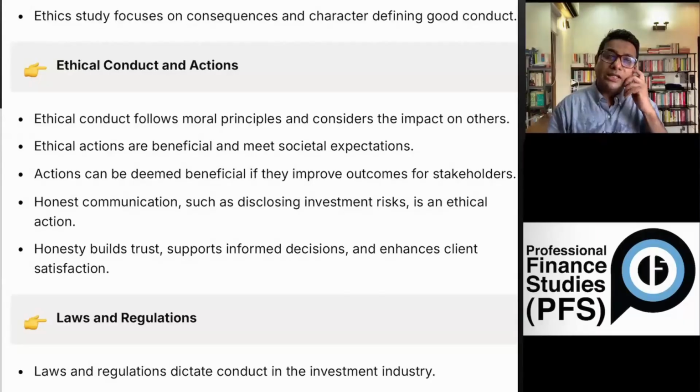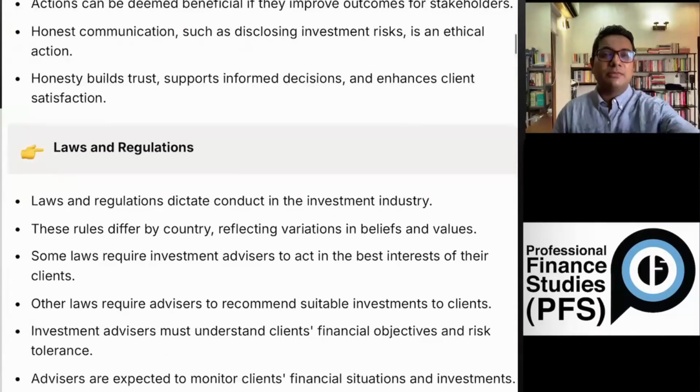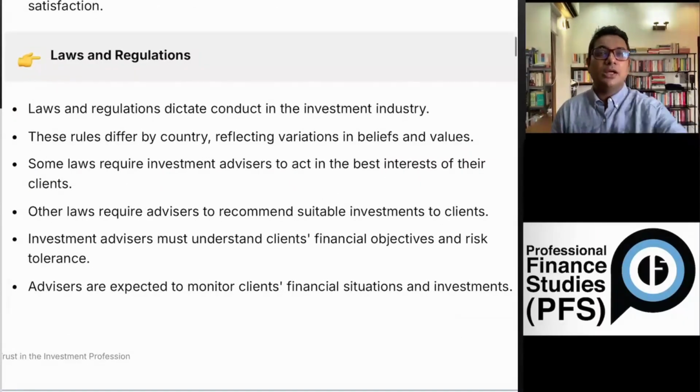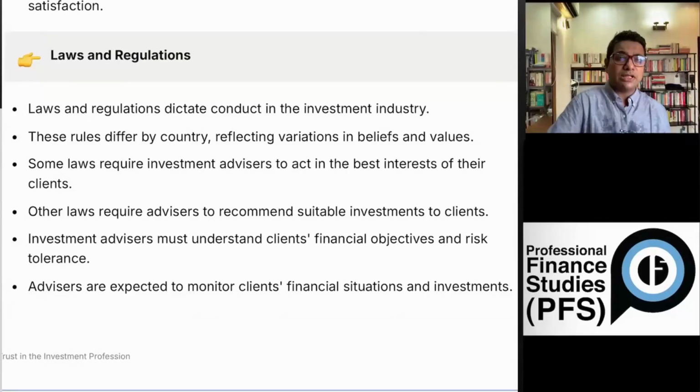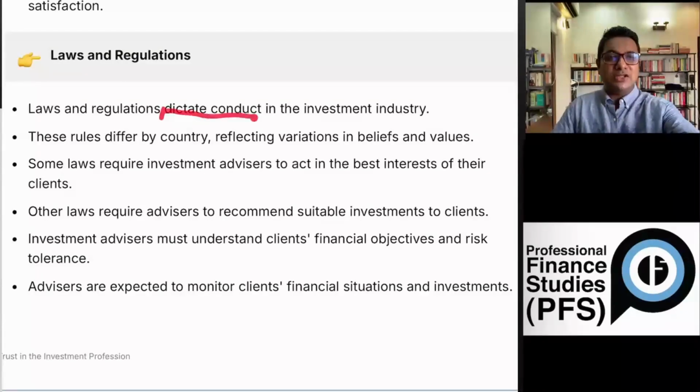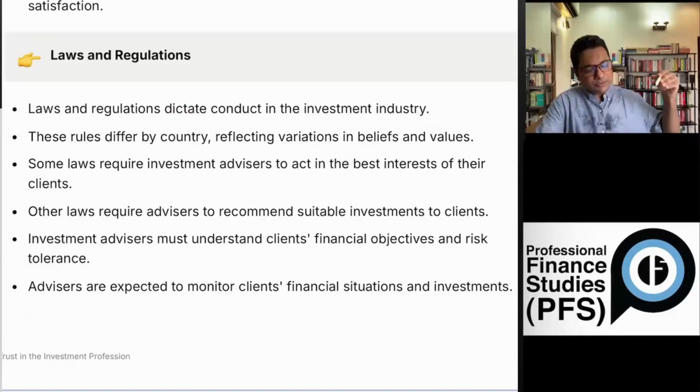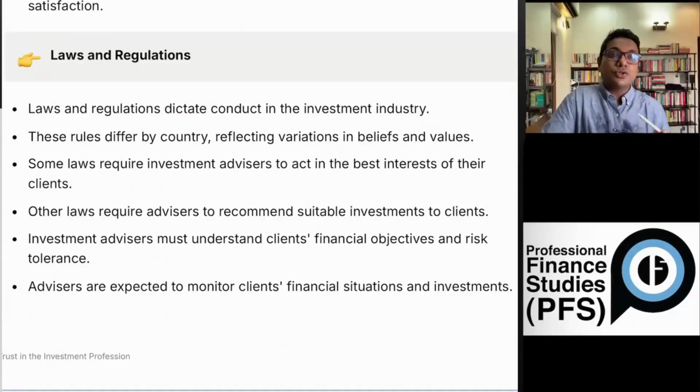Whenever we talk about ethics, another topic comes up alongside it, which is laws and regulations. Laws and regulations dictate conduct in the investment industry. The investment industry is a regulated industry. So in a regulated industry, there are laws and regulations that dictate conduct.